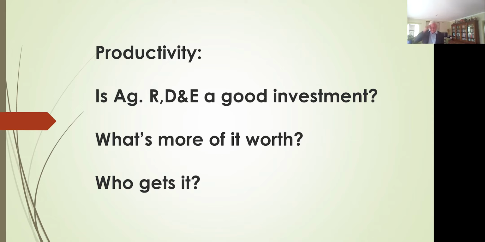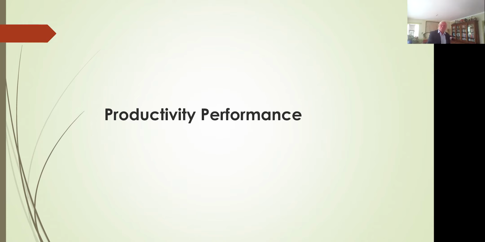Who gets it? This throws people a bit. About 30 to 50% of the benefit goes to farmers, 40 to 50% goes to consumers, and in between gets a little bit. So it's shared. These benefits are shared, another reason why there's a good case for public investment in ag R&D&E.